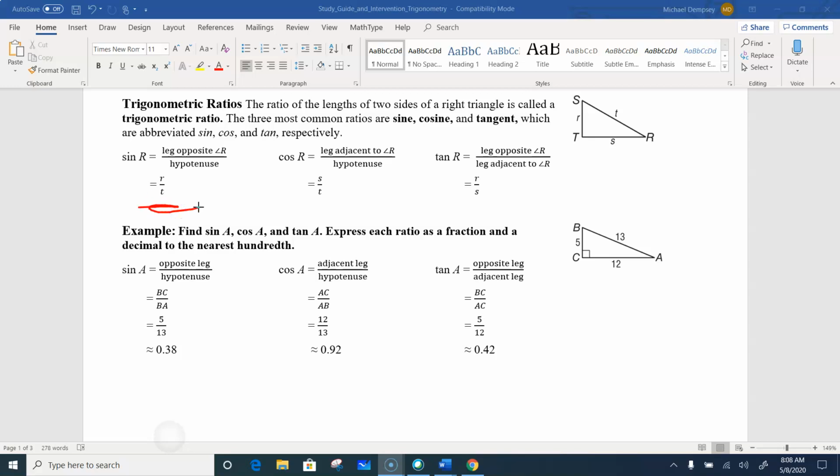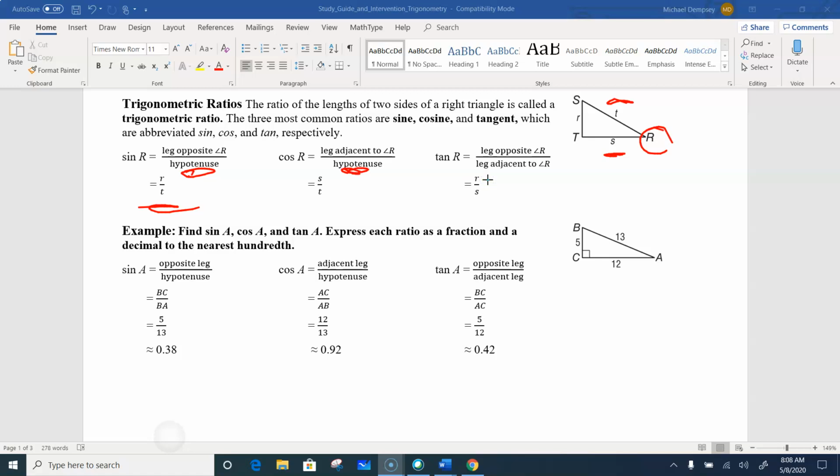If I'm sitting here at angle R, and I look at the side opposite R, which is little r, and the hypotenuse, which is T, we call that the sine ratio. For cosine of R, again, I look at the adjacent side, which is S, and also the hypotenuse. In both of these cases, notice the hypotenuse lives in the denominator. And when we get to tangent, we don't use the hypotenuse at all. We use the opposite side R over the adjacent side S.